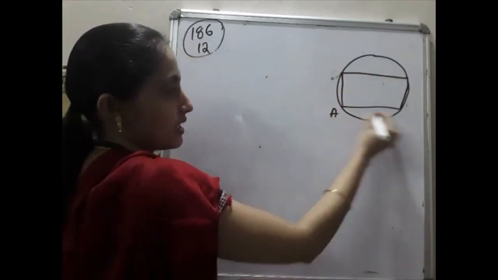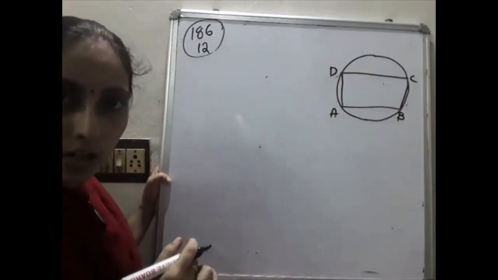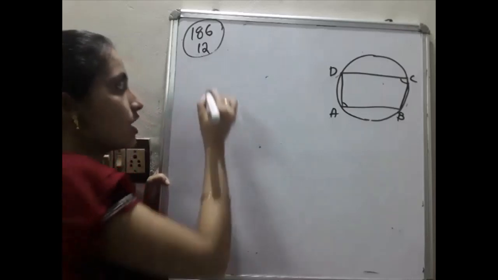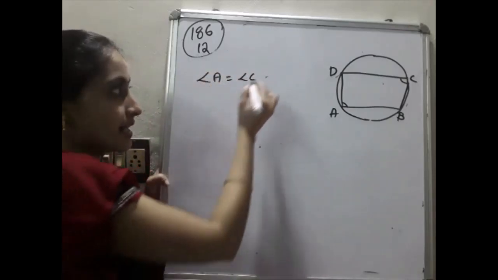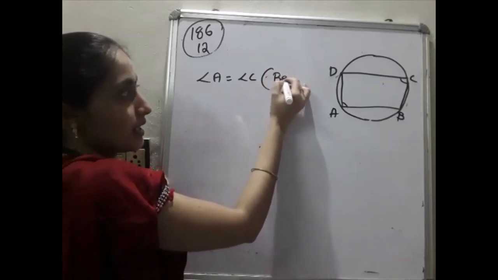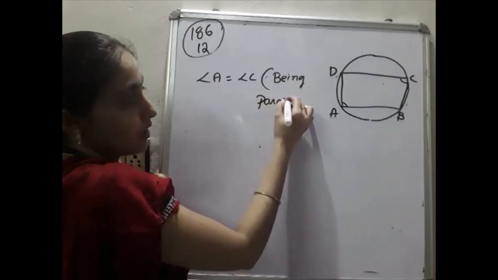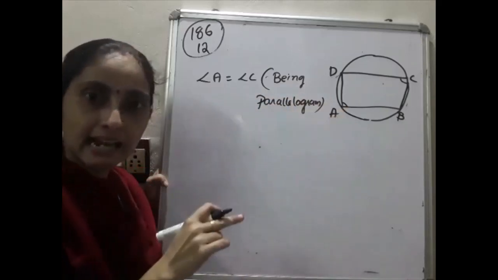So I will write here A, B, C, D. Okay. It is given as a parallelogram. If it is a parallelogram, then opposite angles are equal. So you can write angle A is equal to angle C. Reason: being a parallelogram, the condition is opposite angles are equal. But we know that it is cyclic, is it?